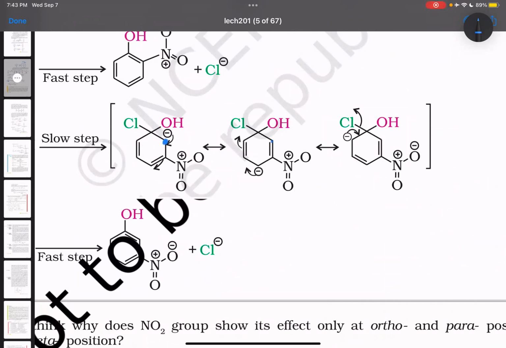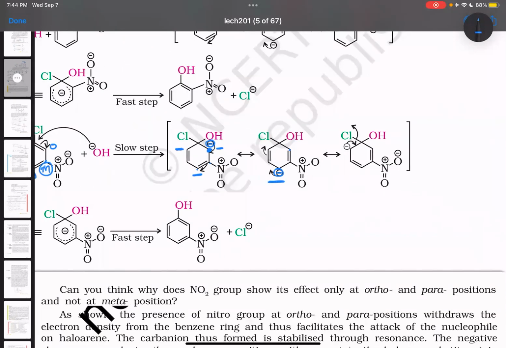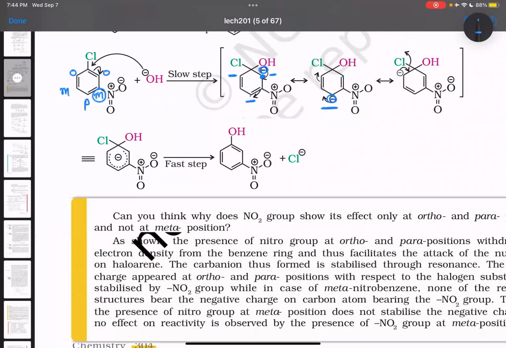Yeah, if I put a nitro group on the meta position, it will not make the reaction very easy. The minus charge which is forming is passing through ortho and para positions. Look here. It is passing through ortho position, para position, ortho position. So it is not coming on meta. So if you place the NO2 group at the meta position, it is not going to stabilize the negative charge.